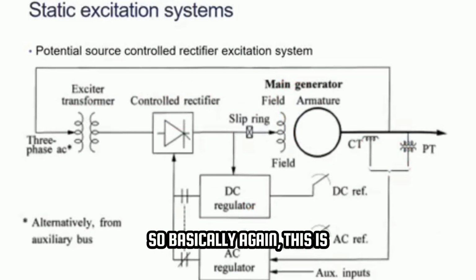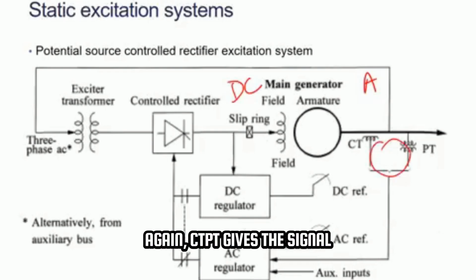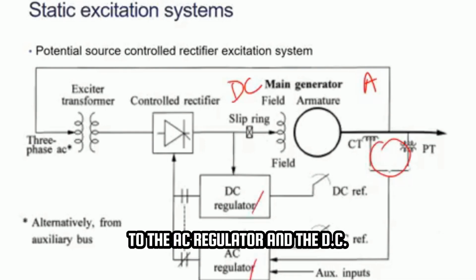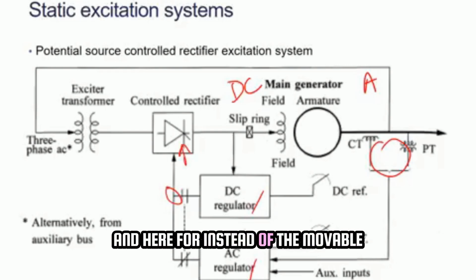So basically, again, this is the DC side, this is the AC side. Again, the CTPT gives the signal to the AC regulator and the DC regulator. It compares and gives a firing angle to the rectifier.